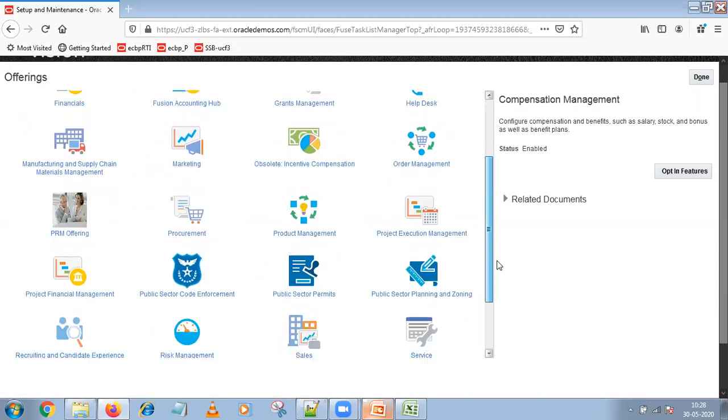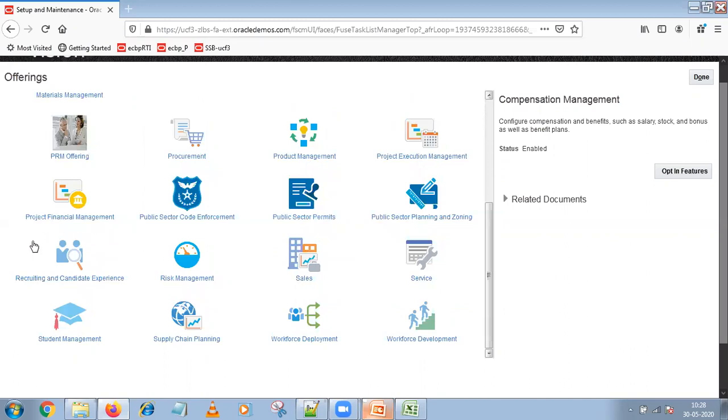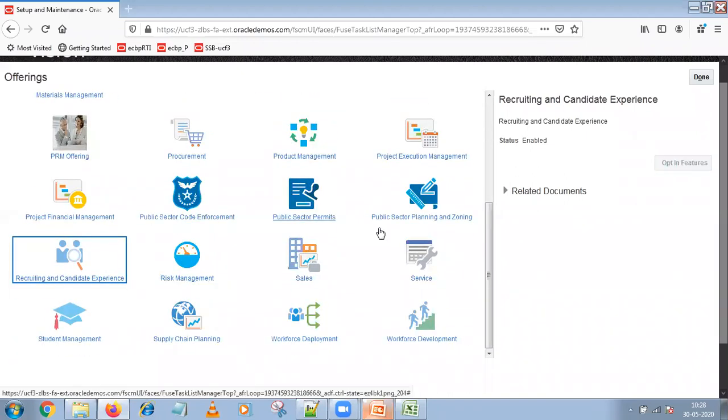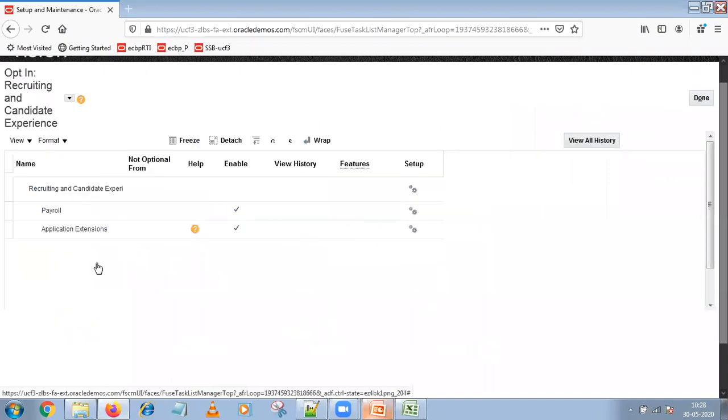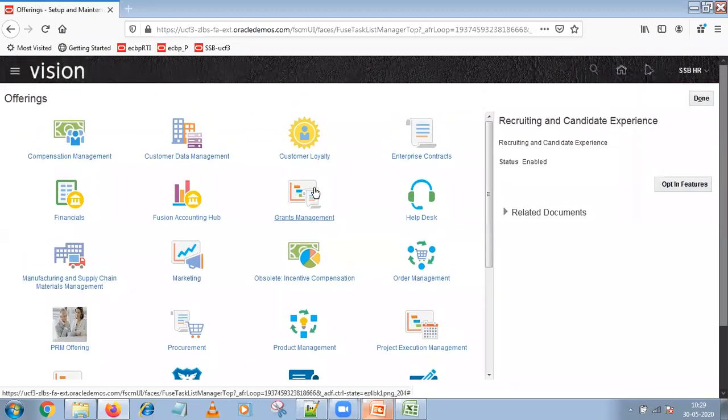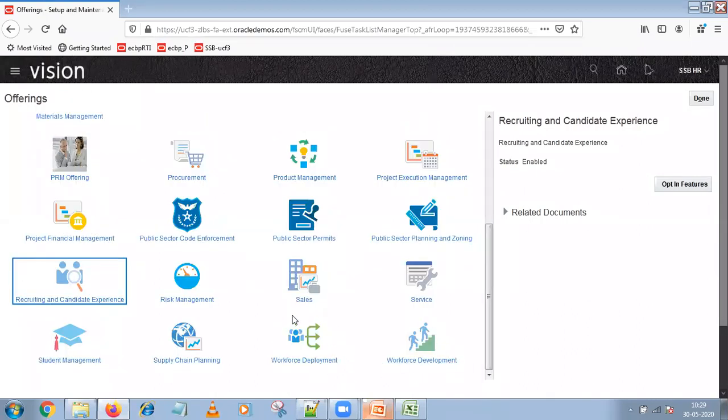Recently I am hearing about another offering, but that is not confirmed. Look at that, recruiting and candidate experience. This is for our Oracle recruitment, but there is not much about this yet. If you go inside that, it shows things like payroll, but it is still yet to be improved. For now, I understand we have only three offerings. Remember: compensation management, workforce deployment, workforce development.